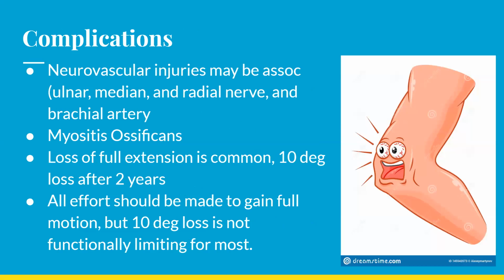And then, of course, we got some complications and special considerations to talk about. Complications, we have the possibility of neurovascular injuries. We have the ulnar nerve, median nerve, and radial nerve, and then the brachial artery. Myositis ossificans is a big one that we talk a lot about, and we had a lecture about. And then it's also common to lose full extension with elbow dislocations. You'll have like a 10-degree loss after 2 years, which is pretty common. We should be making all efforts to gain full extension, but the 10-degree loss is not functionally limiting for most people.